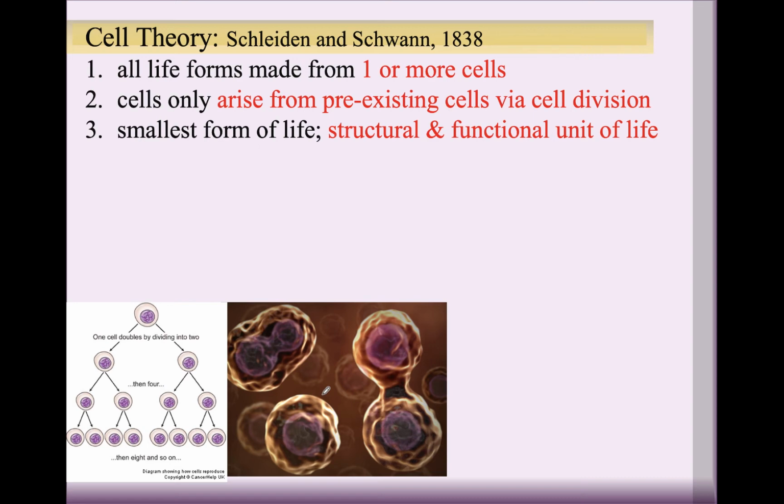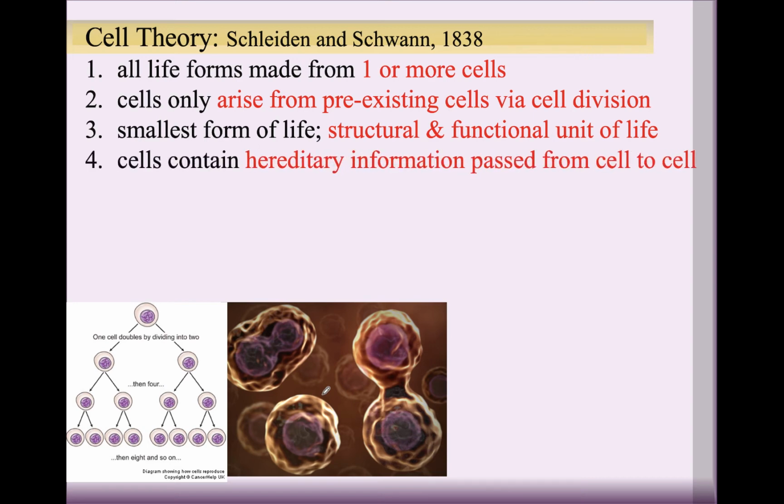The cell is also the smallest form of life, and again, it is the structural and functional unit of life. Cells contain the hereditary information. That is the DNA, which we find inside the nucleus. And through division of the nucleus, that hereditary information is passed on to all the daughter cells. It goes from cell to cell to cell.